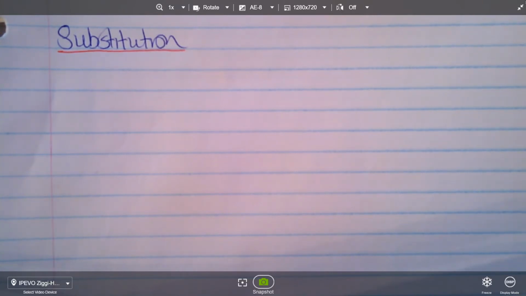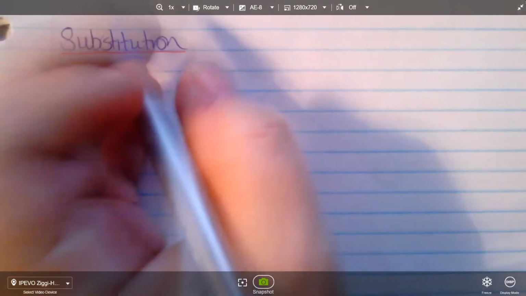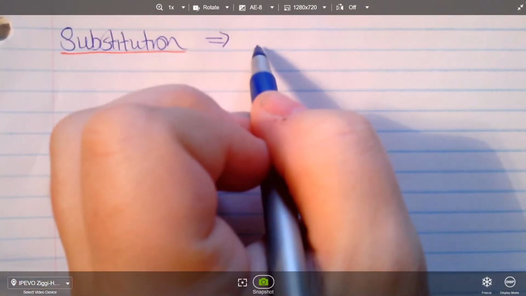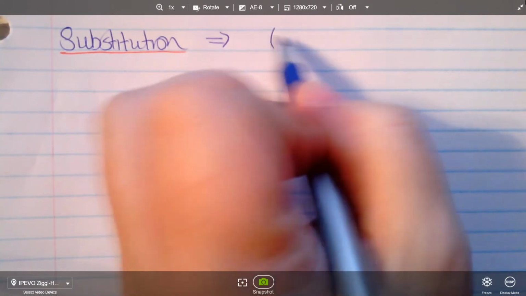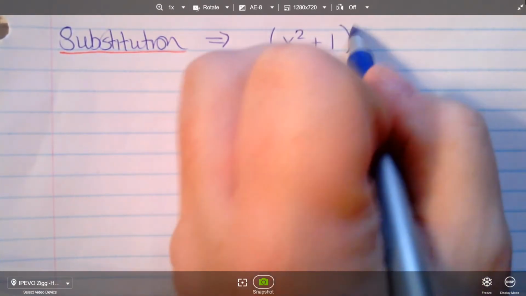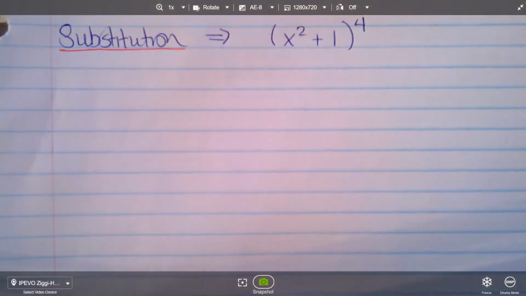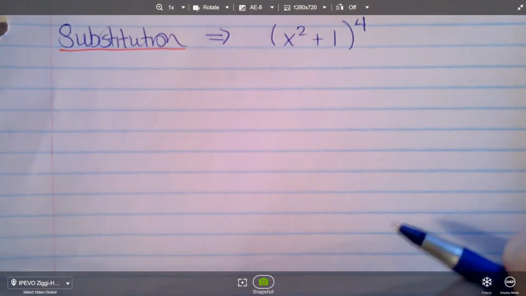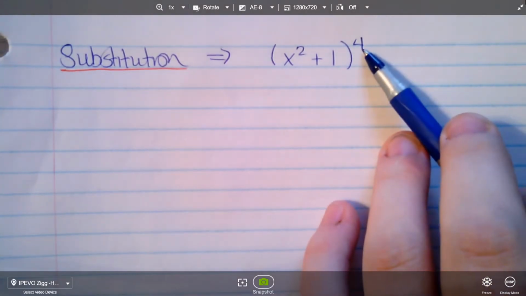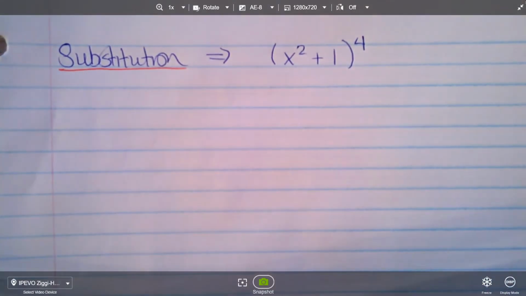So substitution is for a very specific type. It's when you're trying to integrate something. I'm going to use (x squared plus 1) to the power of 4 as an example. Substitution could be used to do something like this. So you might say, well, I'm certainly not going to sit here and expand this to the power of 4 like we did the other ones, and you're right, you're not going to.